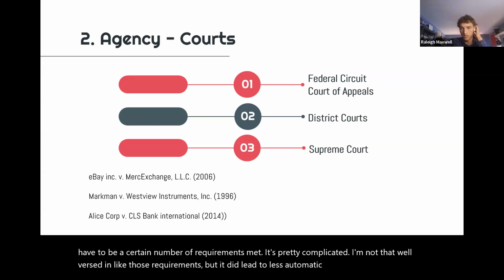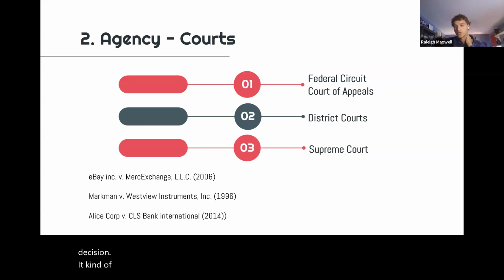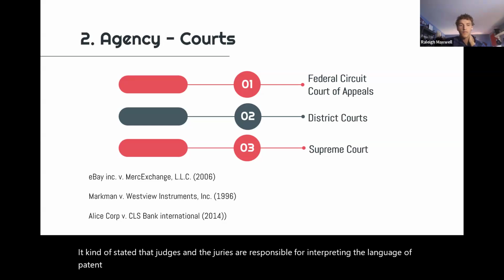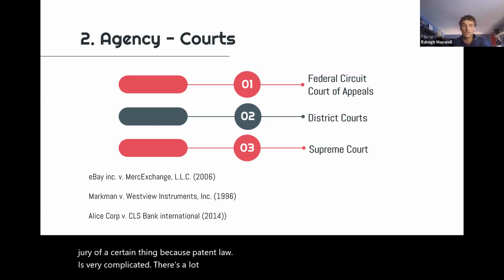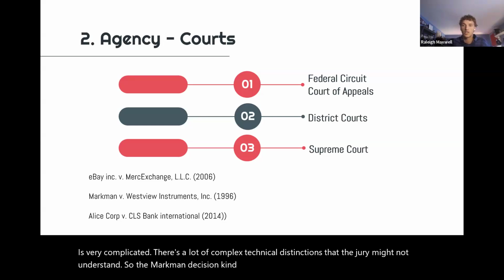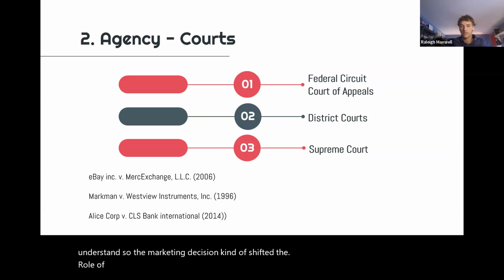The Markman decision stated that judges, not juries, are responsible for interpreting the language of patent claims. A lot of patent lawyers will tell you that it's very difficult to convince a jury of a certain thing because patent law is very complicated. There are a lot of complex technical distinctions that the jury might not understand. So the Markman decision shifted the role of who evaluates the case to judges for matters of law, not for matters of fact.